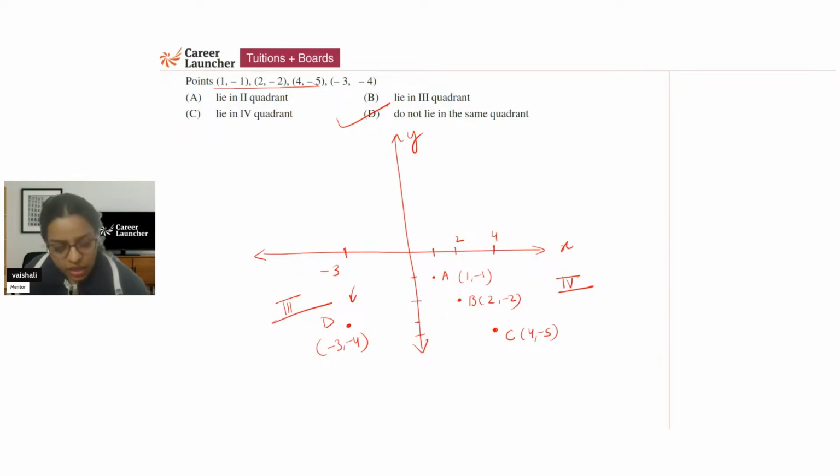And also, just a reminder that all of these questions are picked from NCERT Exemplar, because we have finished NCERT. So the next set of questions we are practicing from NCERT Exemplar.